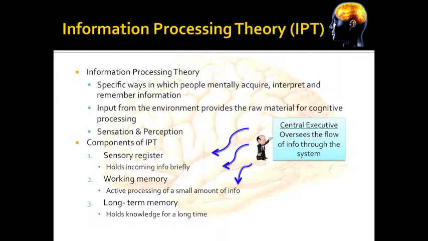Now, I like to think of a computer analogy to help me when I'm thinking about information processing theory. In the computer analogy, you can think of the sensory register as typing to get information into your computer. So you type on the keys and the information appears on your screen. It's very quick, it only holds information briefly, and it's just getting the information in. The next piece is the working memory. This is active processing of small amounts of information.